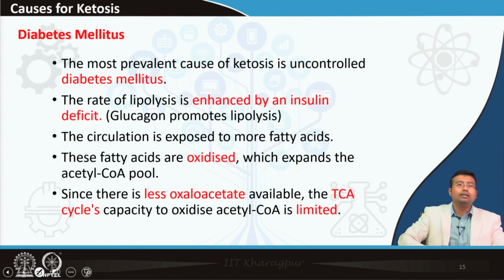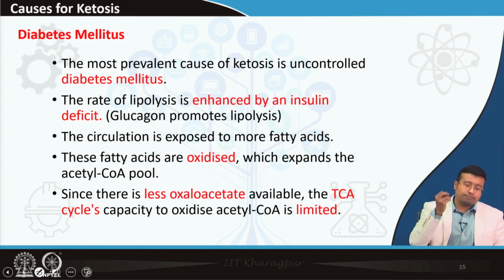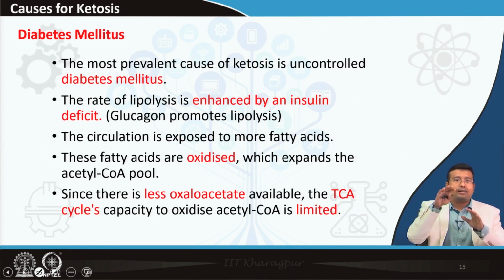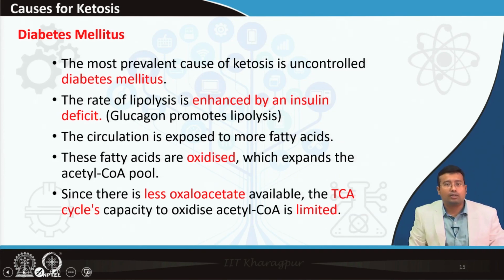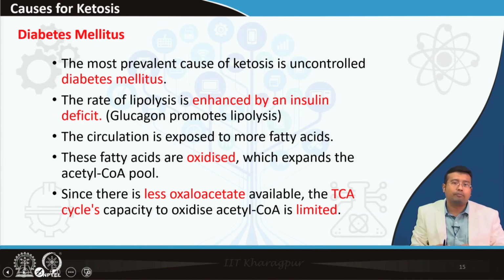So, what happens in diabetes mellitus? Believe it or not, the pathology is exactly the same. In diabetes mellitus, there is deficiency of insulin. Insulin is an anabolic hormone. What it does? It helps in synthesis of lipids or storage of lipid.